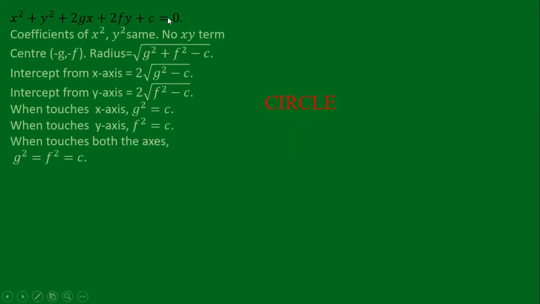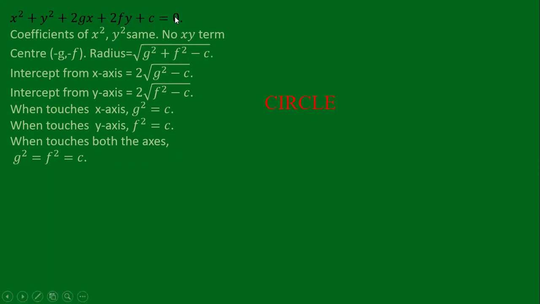The general equation of circle: x square plus y square plus 2gx plus 2fy plus c is equal to 0. The general equation represents a circle when the coefficients of x square and y square must be same and there is no term involving xy. The center of this circle is minus g minus f and radius is equal to root over g square plus f square minus c.